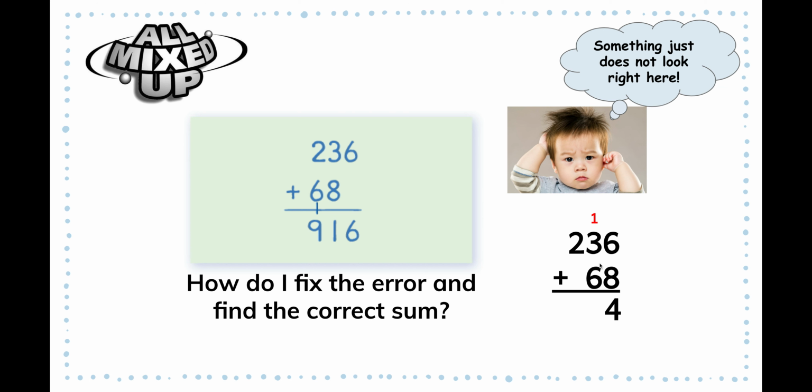Now I need to add the tens. 6 plus 3 is 9 plus 1 is 10, and 10 tens makes 100. But what do I put right here? Well, I don't have any leftover tens. When I have 10 tens, I get to make a new 100. So I'm just going to put a 0 right there because I don't have any leftover tens. And all I need to do now is add the new 100 I made plus the 200, and that makes 304. That is the correct sum. So remember, when you add, make sure you line up those place values.